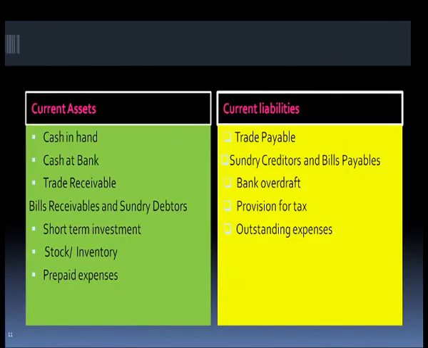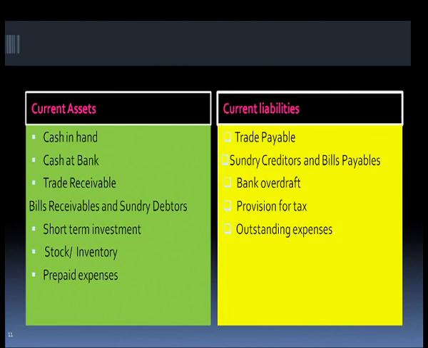A quick recap of what are current assets and what are current liabilities. If you remember, students and learners, we have current assets: cash in hand, cash at bank. These are the most significant current assets. There can be more. There are bills receivable, trade receivables, sundry debtors, short-term investments, stock or inventory as you may call it, prepaid expenses, advance tax and so on. Current liabilities are your bills payable or trade payables, sundry creditors, your bank overdraft, provision for tax, outstanding expenses.